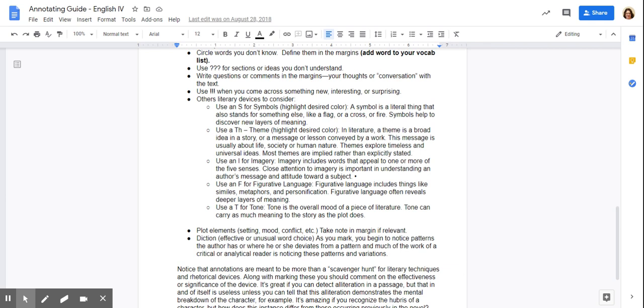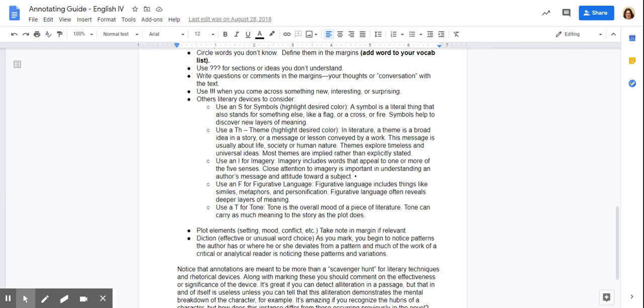Theme is one of the other things that we are going to write about in the analysis paper. So it's important as you're reading through the novel that you look for things that you believe to be the main idea or the main lesson in the story. And you're marking those with a TH for theme. Another one is imagery. You can just put an I out to the side for something that you feel is described in such a way that it really appeals to your imagination and you really get that image in your head. Figurative language would include comparisons that are made, like similes or metaphors. So you can mark those with an F.